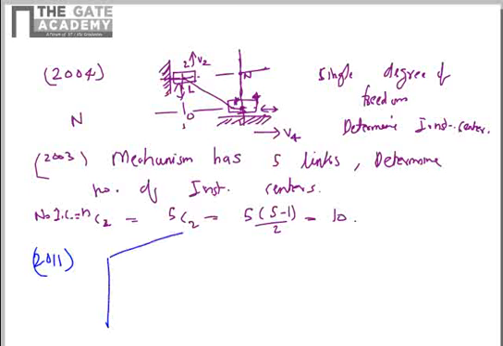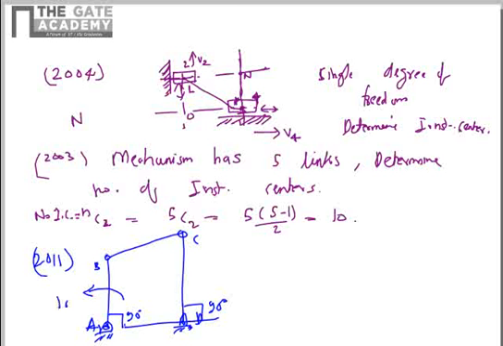We'll take up another example that came in GATE 2011. In this case, a 4-bar mechanism was drawn like this, and the position is at right angles at a given time instant. The link AB is rotating at 1 radian per second, and the question asked is to find the angular velocity of link CD.